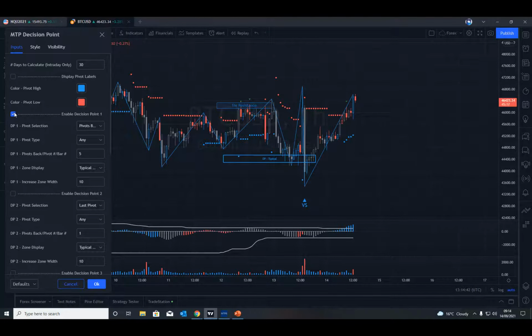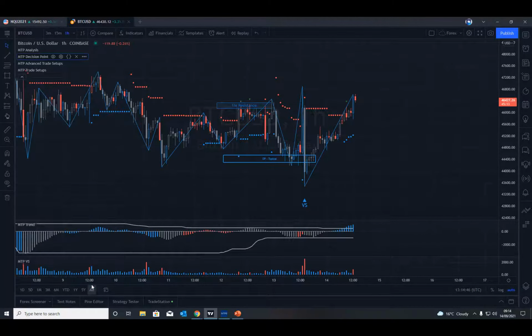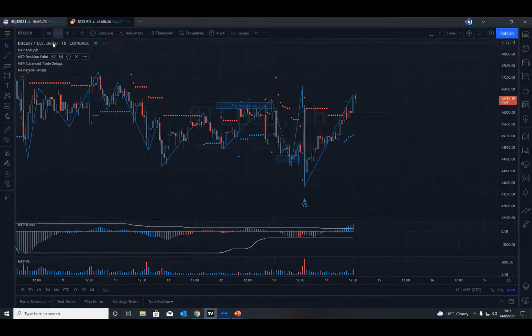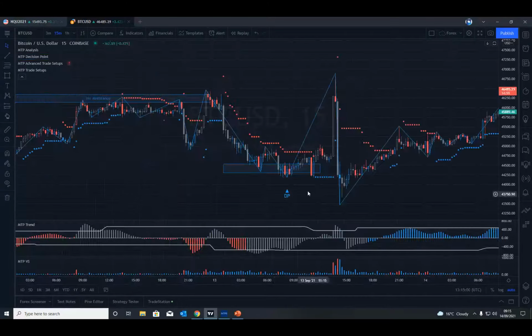I'm just going to leave that on and place a rectangle around this level here. Turn the DPs off. You see what we're doing here. Go back to the shorter time frame. Were there any setups coming in at this level? Yes, there were. You can see there's our 15-minute DP support. Here's a DP buy on that shorter time frame.